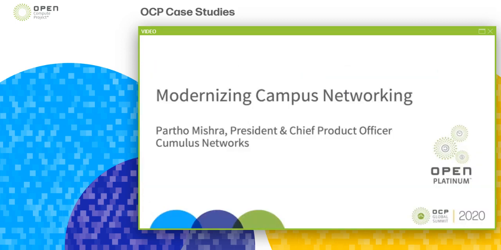I am Partho Mishra. I run the product and engineering team at Cumulus Networks. As most of you probably know, Cumulus has been one of the pioneers in the area of disaggregated networking for the data center. What is less well known is that we've done a lot of work starting about 4 or 5 years ago in the area of applying some of the same principles from data center networking to campus networks. And what I'll try to do in this presentation is share some of our perspectives, some of our learning in this area.